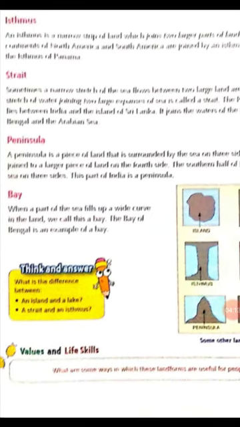Next comes peninsula. A peninsula is a piece of land that is surrounded by the sea on three sides, but joined to a larger piece of land on the fourth side. The southern half of India has the sea on three sides. This part of India is a peninsula. Bay. This is the last one. When a part of the sea fills up a wide curve in the land, we call this a bay. The Bay of Bengal is an example of a bay.